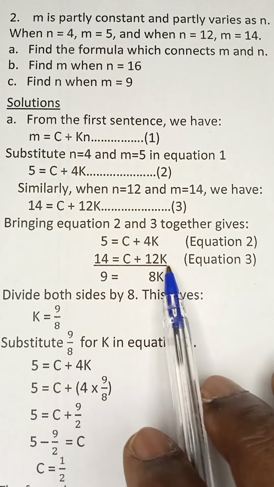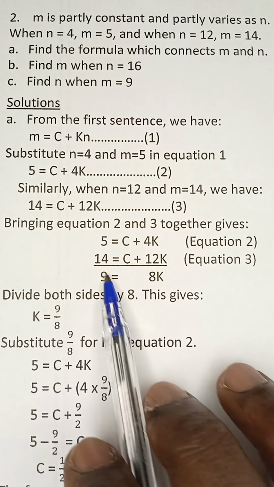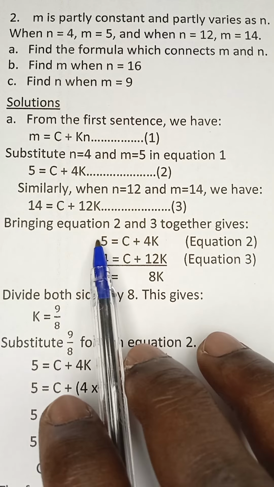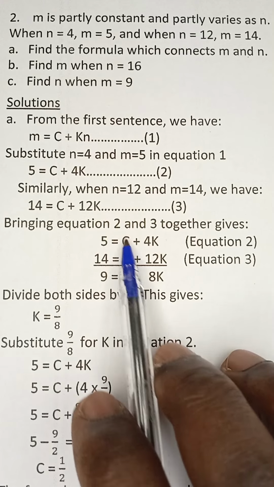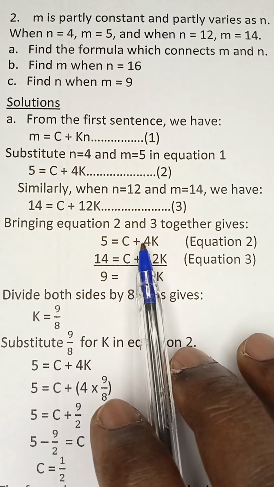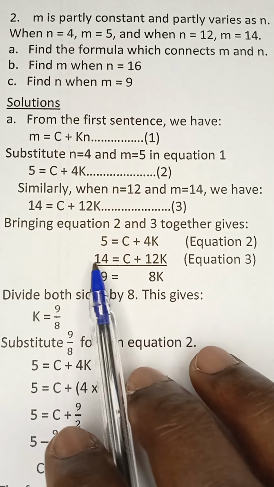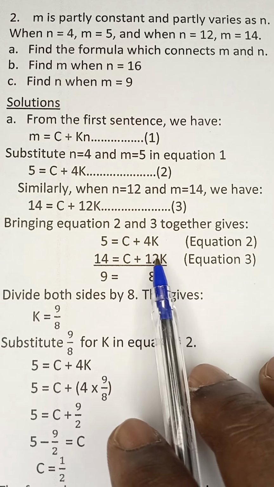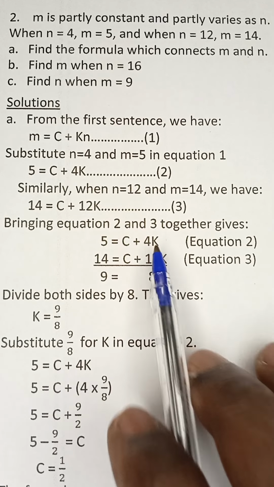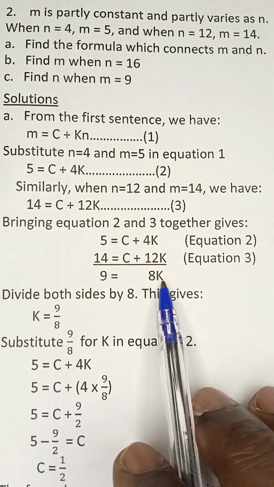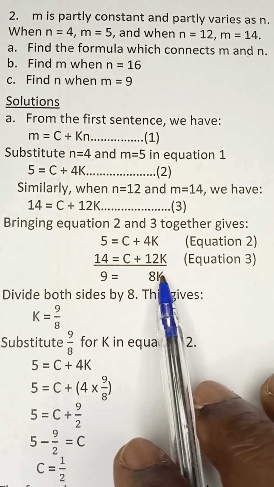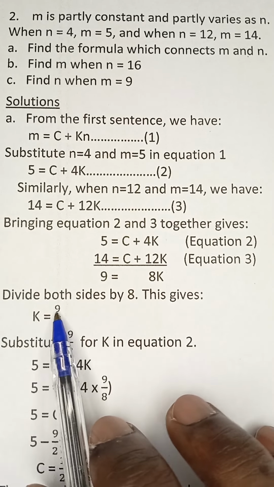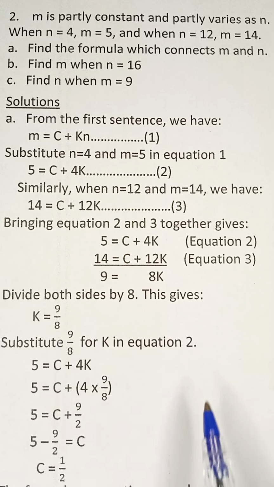So we now solve the two equations simultaneously. We're going to say equation 3 minus the smaller equation 1, because the coefficients of c are already the same. So we can subtract now and eliminate c. So 14 minus 5 is 9. c minus c is 0. 12k minus 4k is 8k. We now divide both sides by 8 in order to get the value of k, and that will give us k is equal to 9 over 8.